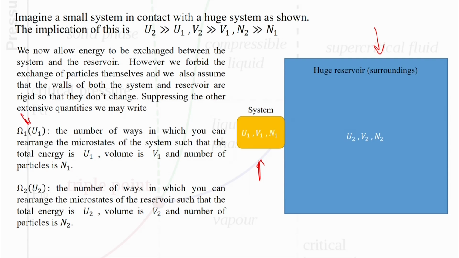I am going to refer to omega U1 as the number of ways in which I can rearrange the microstates of my system, which is a gas, such that the total internal energy is U1, and of course the other parameters are what I just told you. Similarly, I label omega 2 U2 to be the total number of ways in which I can rearrange the microstates of my huge reservoir such that its total internal energy is U2.